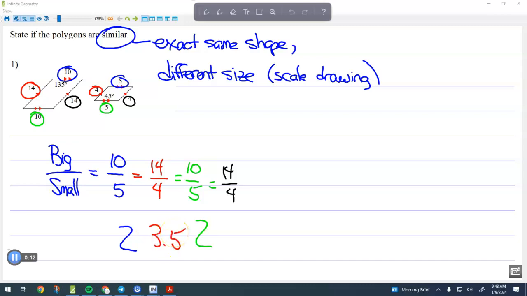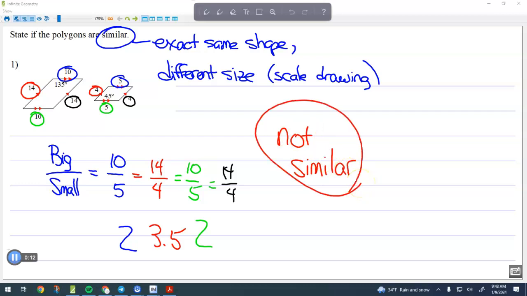It doesn't really matter what it is. It's just not 2. So because these weren't all the same number, you're going to say not similar. If they were all the same number, they would be similar. That means everything's just magnified by the same amount. This is goofy where the top got twice as big, but the sides got 3 times as big, so it wasn't an equal change.